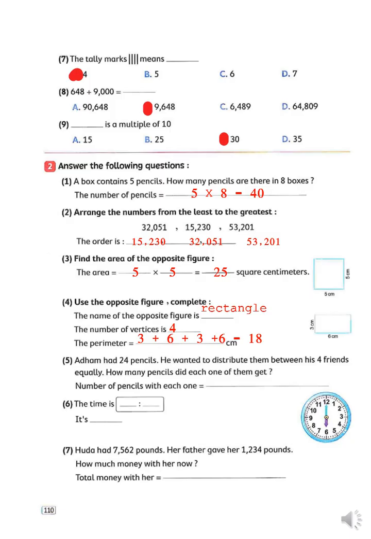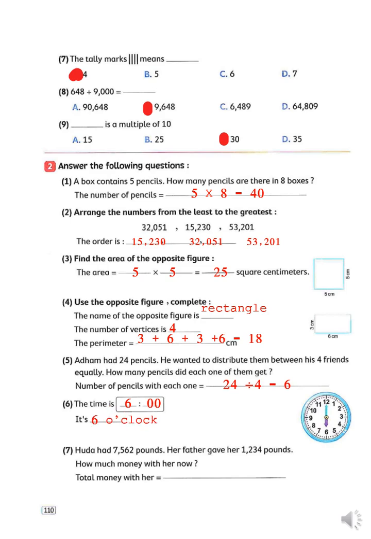The next question. Adam had 24 pencils. He wanted to distribute them between his 4 friends equally. How many pencils did each one of them get? Number of pencils with each one, 24 divided by 4 equals 6. The time is, the short hand points to 6 and the long hand points to 12. So the answer is 6 o'clock.